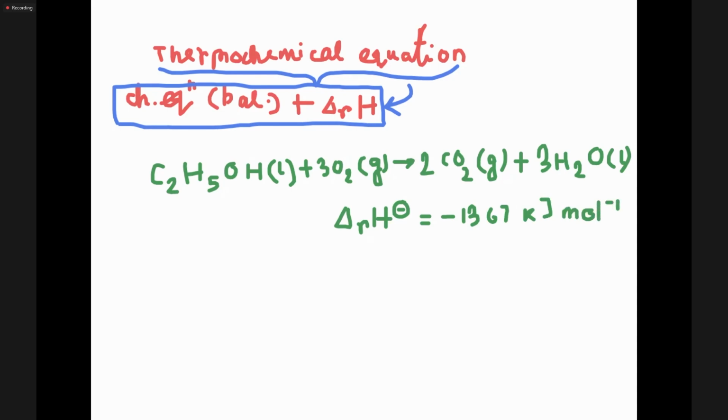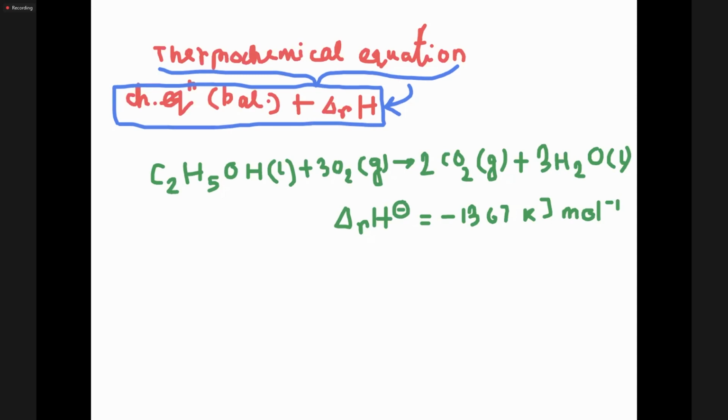So we have this equation, C2H5OH ethanol plus 3 O2 gas produces 2 moles of CO2 and 3 moles of water. This equation describes the combustion of liquid ethanol at constant temperature and pressure. The negative sign indicates that this is an exothermic process. So heat is generated from the reaction. Heat is not required for the reaction.